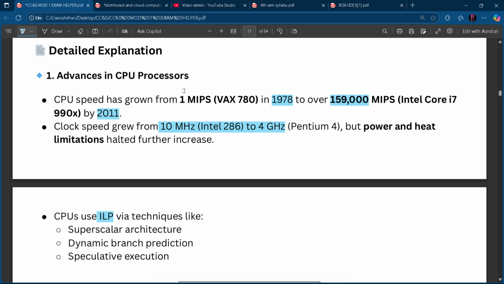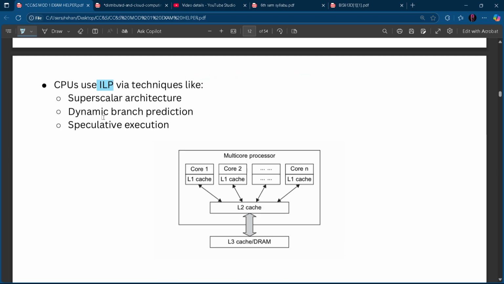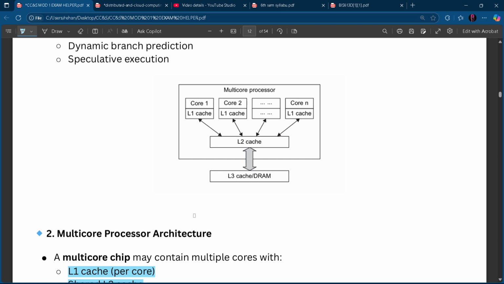The clock speed as well. See, speed from 1 MIPS to 159,000, clock speed from 10 megahertz to 4 gigahertz. See, megahertz and gigahertz, there is a lot of difference. 1000 megahertz is like a gigahertz. But power and heat limitations halted further increase. Then CPUs use instruction level parallelism via techniques like superscalar architecture, dynamic branch prediction, and speculative execution. So this is a diagram for multi-core processor architecture.